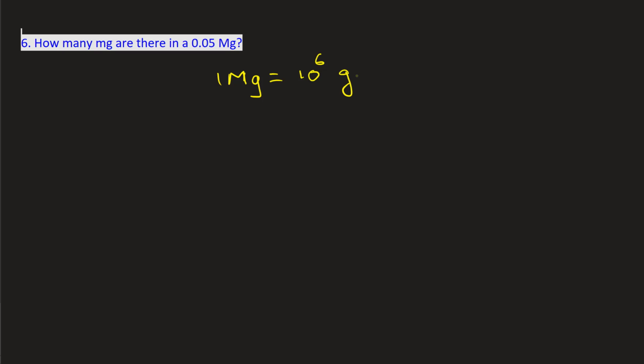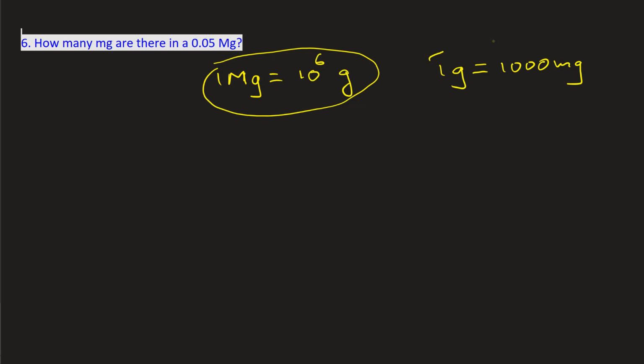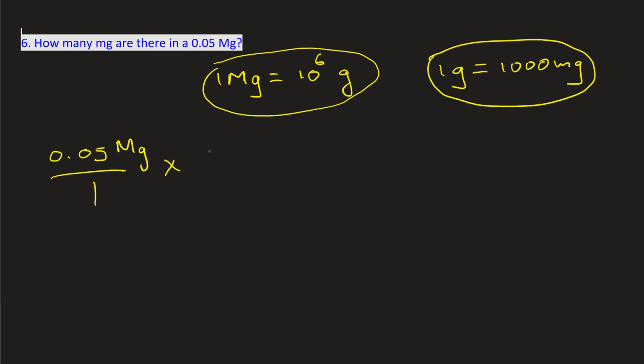Now, the last one is how many milligrams are there in 0.05 megagram. That's an unusual one. So 1 megagram is actually 10 to the 6 grams. So that's a very big number. So we'll see how to deal with it. So also you can say 1 gram is 1000 milligrams. So that's another one. So these things should be given.